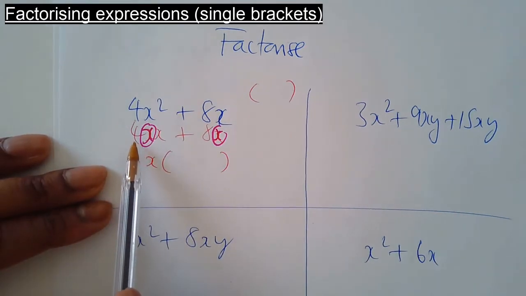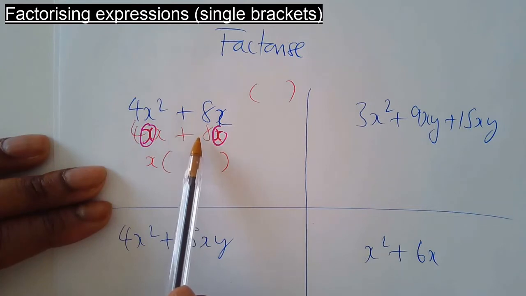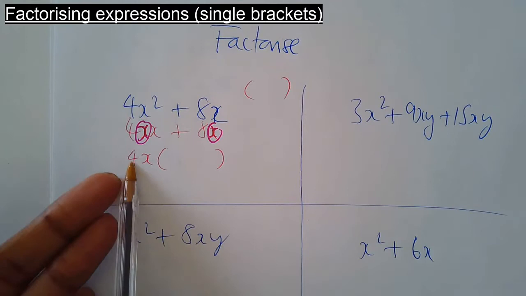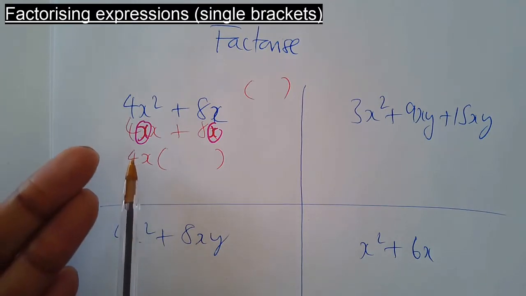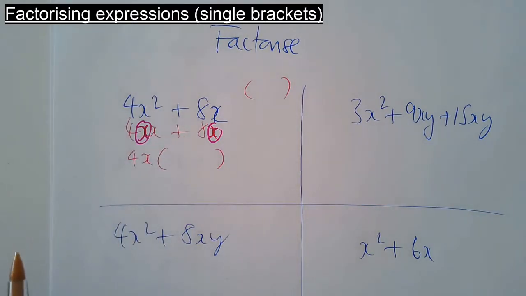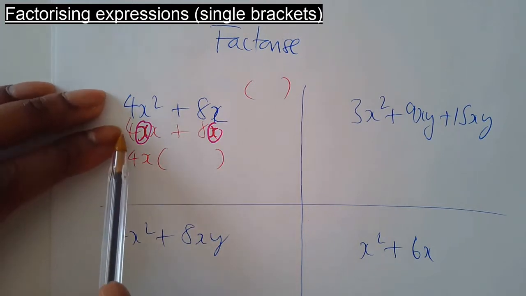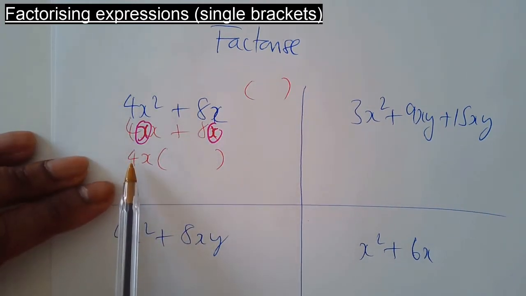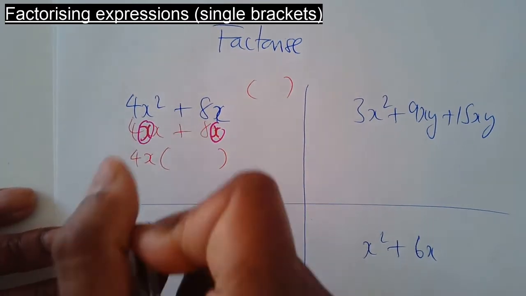Now, what's the biggest number that goes into 4 and 8? It's 4. Now some people by mistake put 2. Well, yeah, I know 2 goes into 4, 2 goes into 8, but that's not the biggest number. So you can check, 4 is in the 4 times table, 8 is in the 4 times table. That is the biggest times table that goes into 4 and 8.